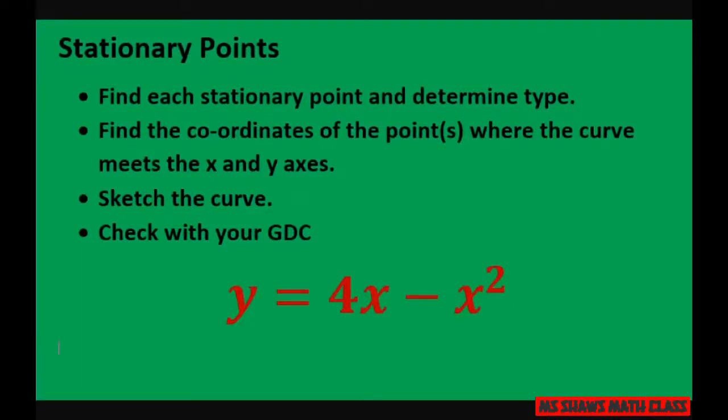Hey everyone, we're going to look at stationary points for y equals 4x minus x squared. We're going to find the stationary point and determine the type. Then we're going to graph it using the x and y intercepts where the curves meet.